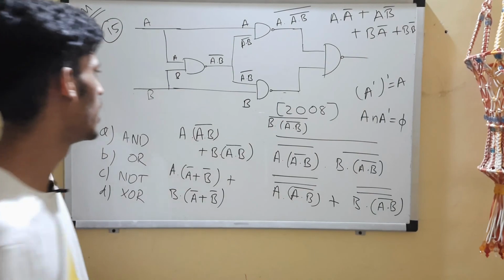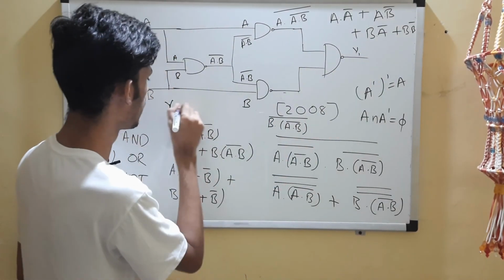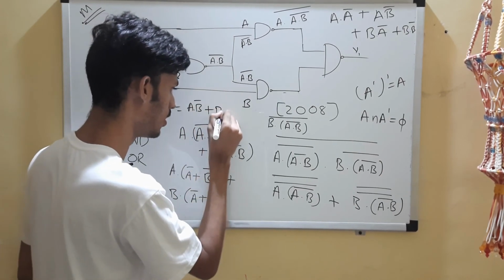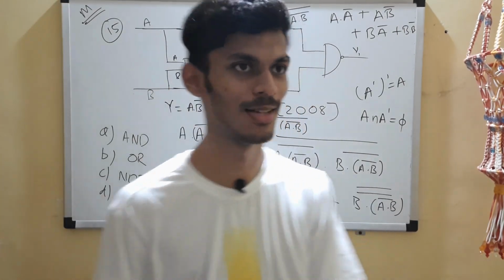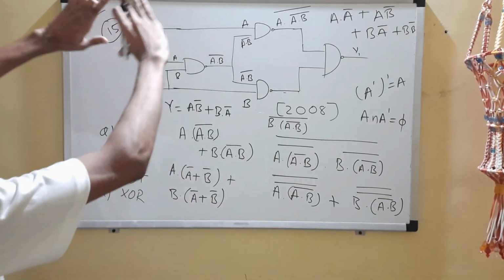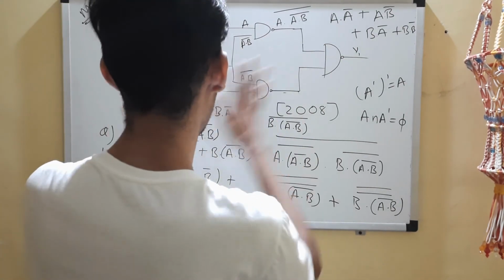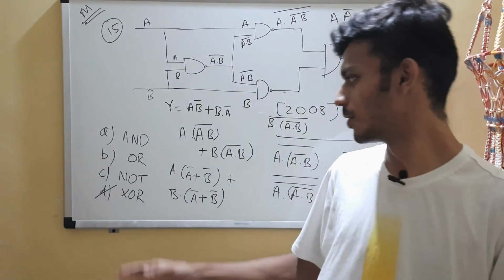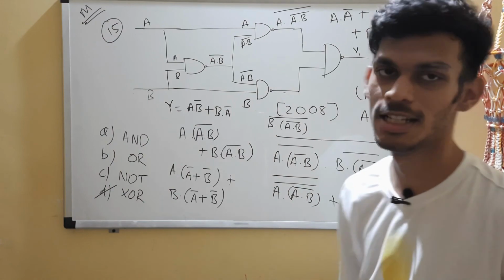And you will be left with the output Y equal to A into B complement plus B into A complement, which is nothing but the Boolean algebra of your XOR gate, right? So you can also remember that this is an XOR gate. I know this is difficult to remember and also difficult to solve. So the answer that we get over here is that this combination is an XOR gate.